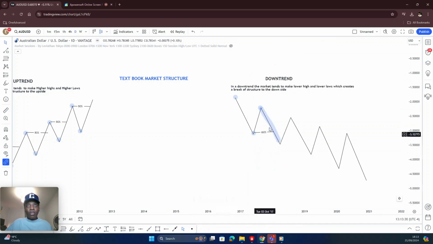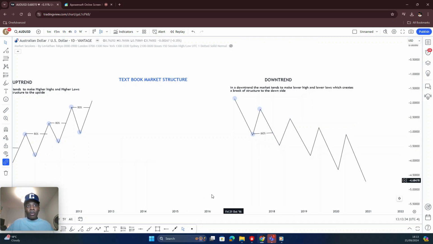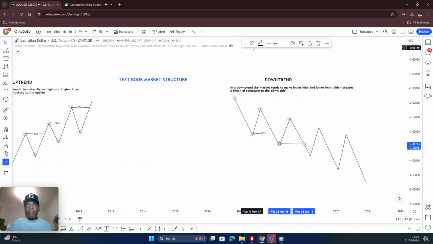As we can see here for the next one, which is giving us our lower high, lower low, break of structure right there. Lower high, lower low, break of structure right there.